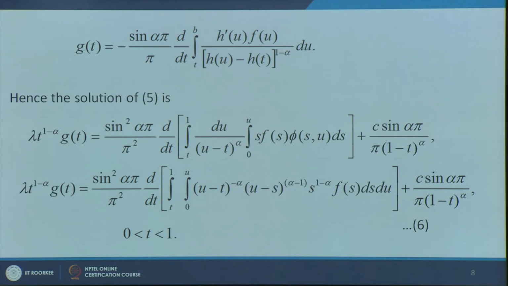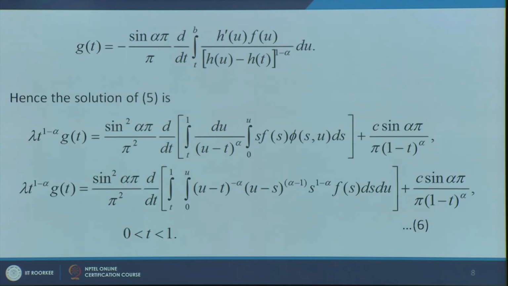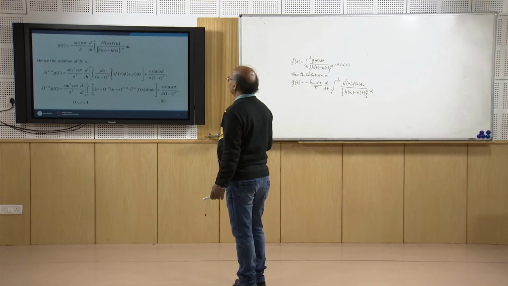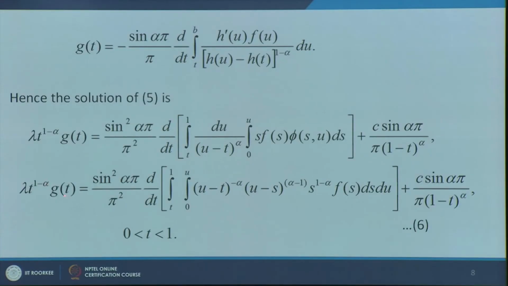here we had alpha, but here we have 1 minus alpha. So alpha will be replaced by 1 minus alpha, and therefore we have here (u minus t) raised to the power alpha, because in the solution alpha will be replaced by 1 minus alpha. So this is what we have, and then c sin alpha pi over pi times (1 minus t) to the power alpha.